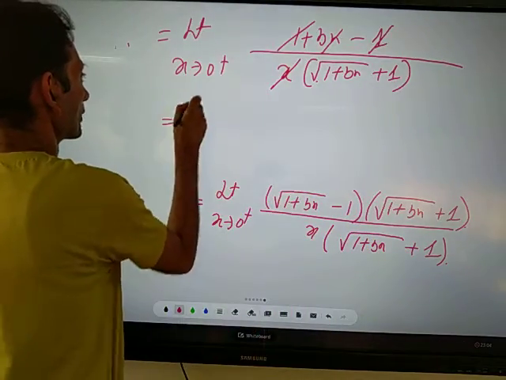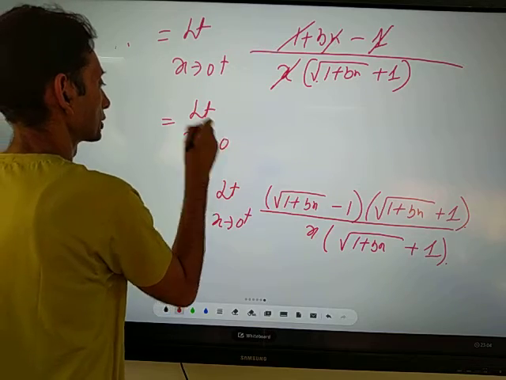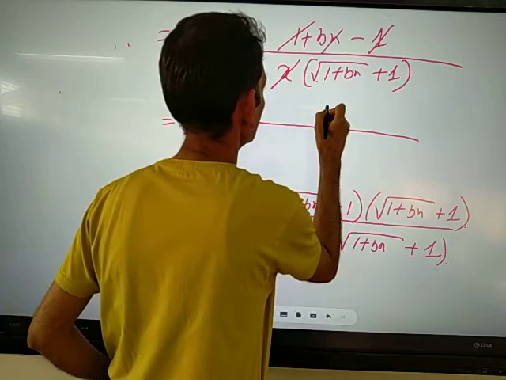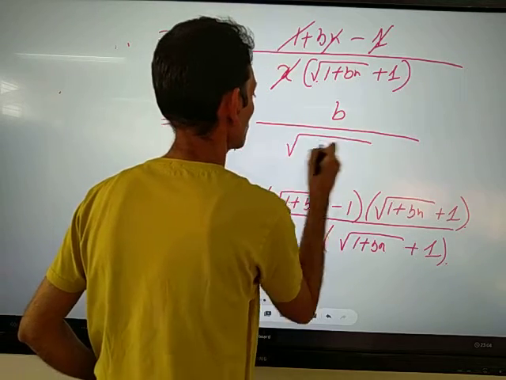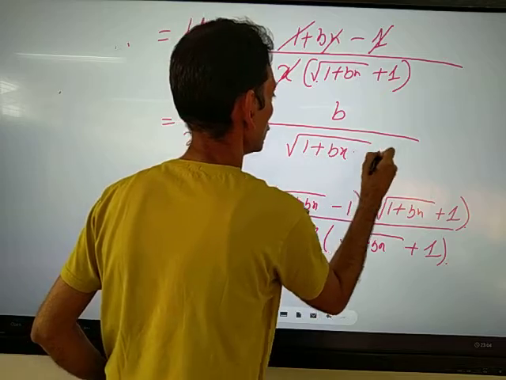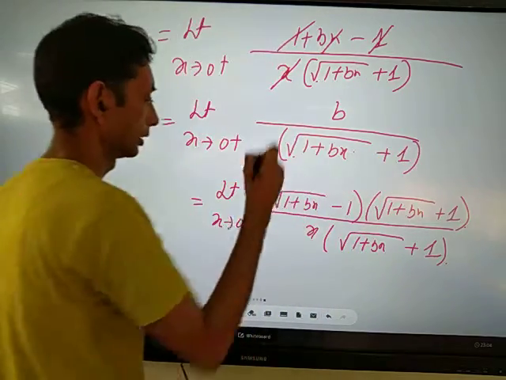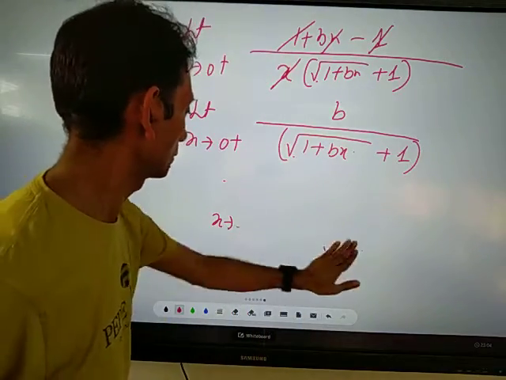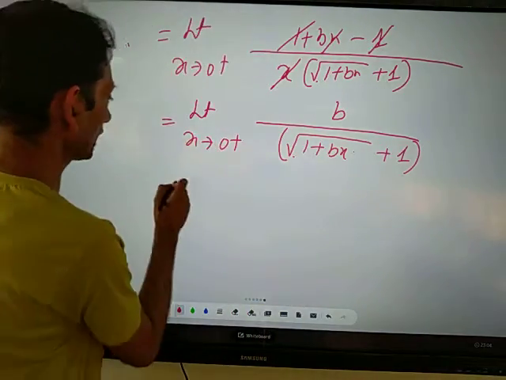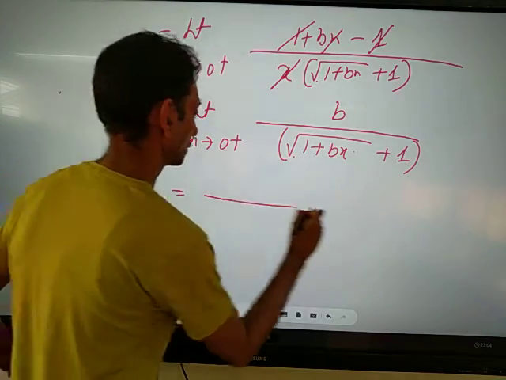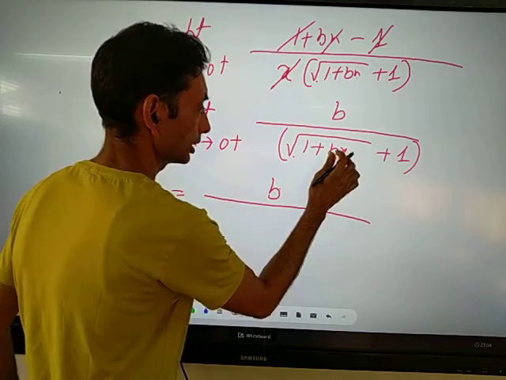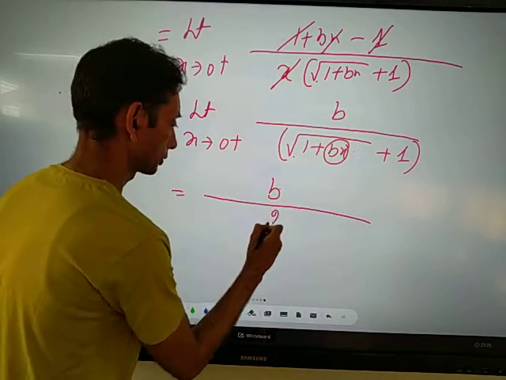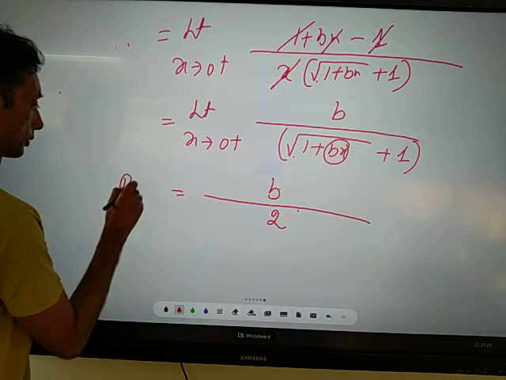So next, limit x approaches 0 plus. What is left is this: b upon root 1 plus bx plus 1. Fine. So now the 0 by 0 form is removed, so we can actually find the limits now. If we take x approaches 0, the numerator is b and this term will become 0. So root 1 is 1, 1 plus 1, 2. Therefore this is the right hand limit.